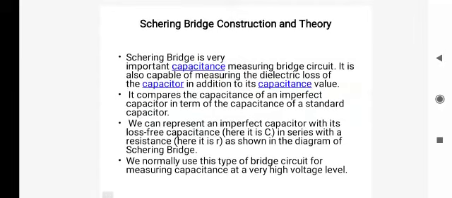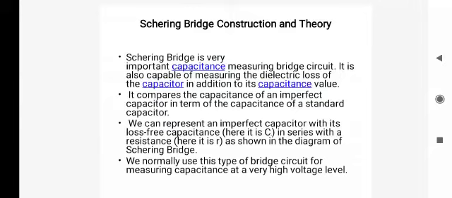Next is the Schering bridge, which is used to determine the value of a capacitance. So, Schering bridge is a capacitance measuring bridge circuit. It is also capable of measuring the dielectric loss of a capacitor in addition to its capacitance value. It compares the capacitance of an imperfect capacitor in terms of the capacitance of a standard capacitor.